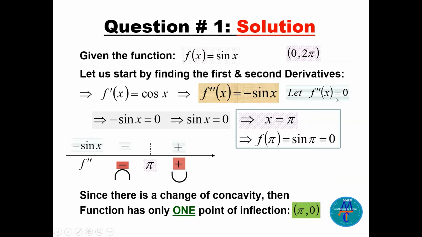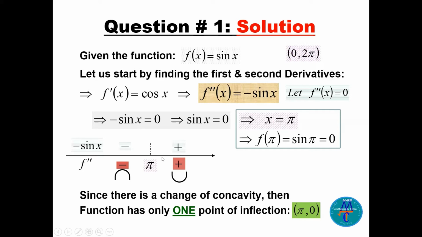Let the second derivative be equal to 0. So minus sine of x is equal to 0. Sine of x is equal to 0. If you multiply with the minus, then x will be pi in this interval 0 to 2 pi. Now replace pi in the function. F of pi is equal to sine of pi, which is 0.